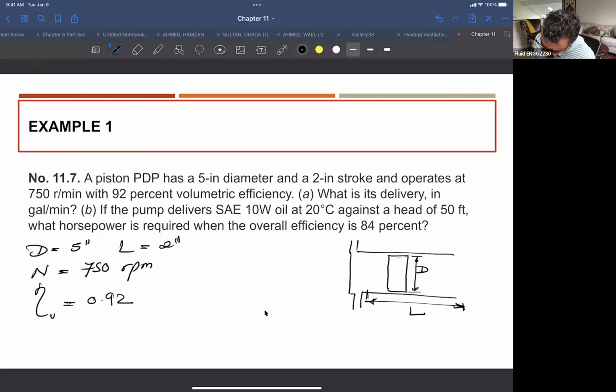Okay, first it is asking what is the delivery. Delivery means here volume flow rate. So A is required here, the volume flow rate. What is the Q of the pump?